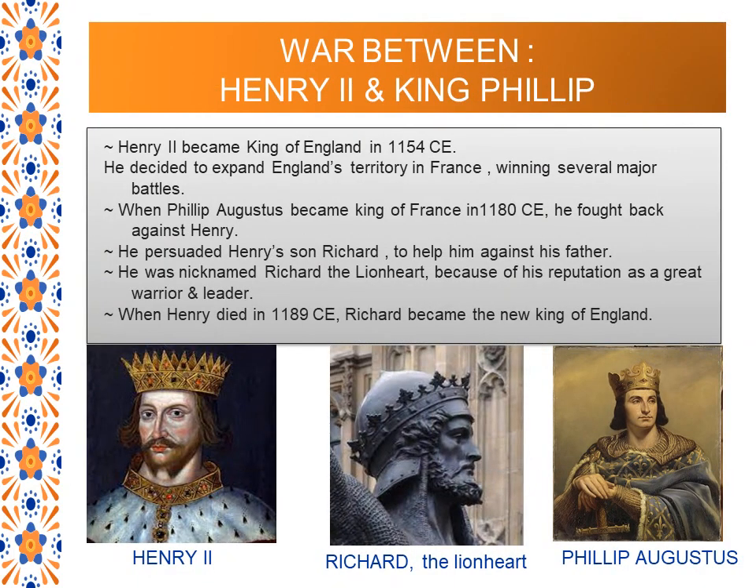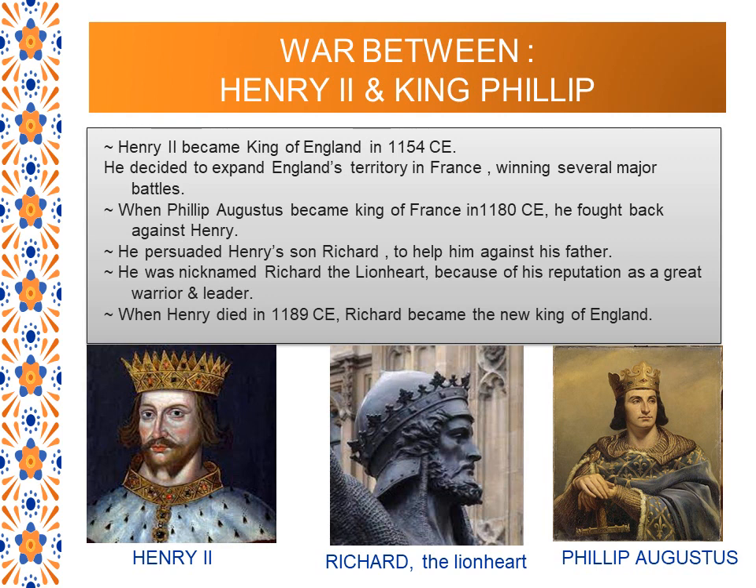So, there was a war, children, between Henry II and King Philip. Henry II, the King of England, became the King of England in 1154. He decided that he should still keep on expanding England's territory in France. With such ambition, he started winning several major battles. During that time, King Philip became the King of France in 1180, and he fought back against Henry.